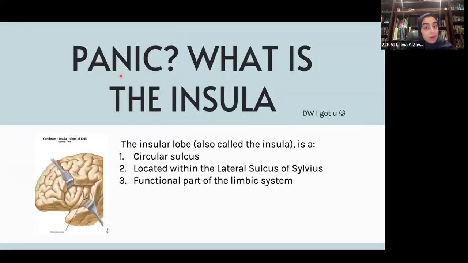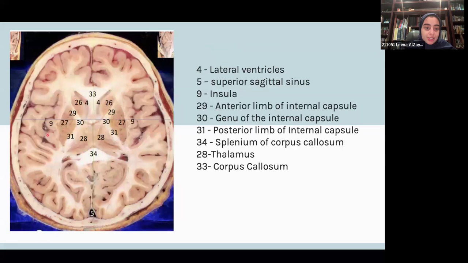So, what's the insula? Because when I was doing this presentation, I was like, wait, what's the insula again? So as we saw, number 9 is the insula. It's kind of this sulci.